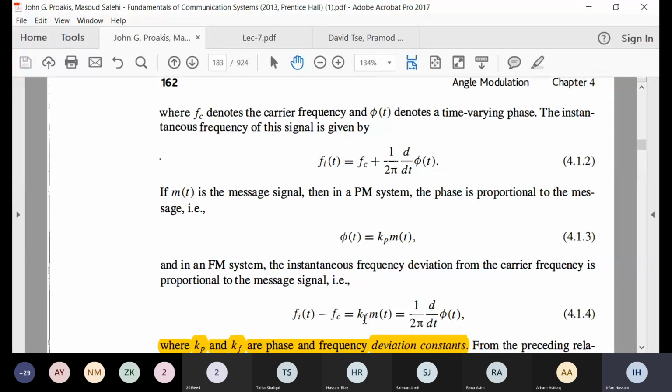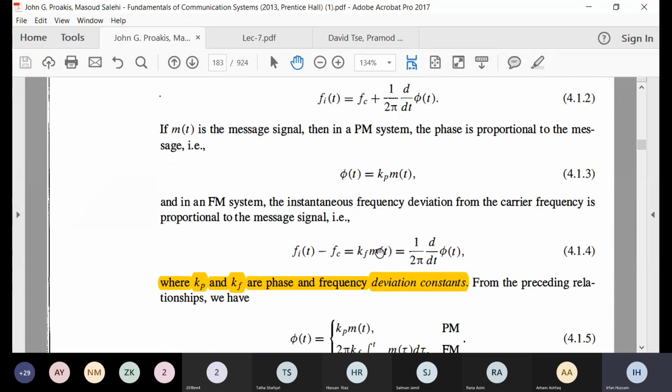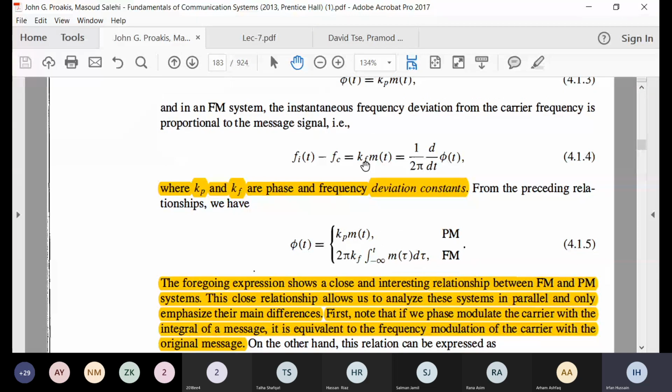where Kp and Kf are just the phase and frequency constants. So we can summarize that our phi(t) could be equal to Kp m(t) for PM systems. But for FM systems, you can see that the deviation is Kf m(t), and hence phi(t) will be equal to 2 pi Kf times the integral of m(t). So this derivative cancels. So phi(t) will come out to be 2 pi Kf integral m(t).